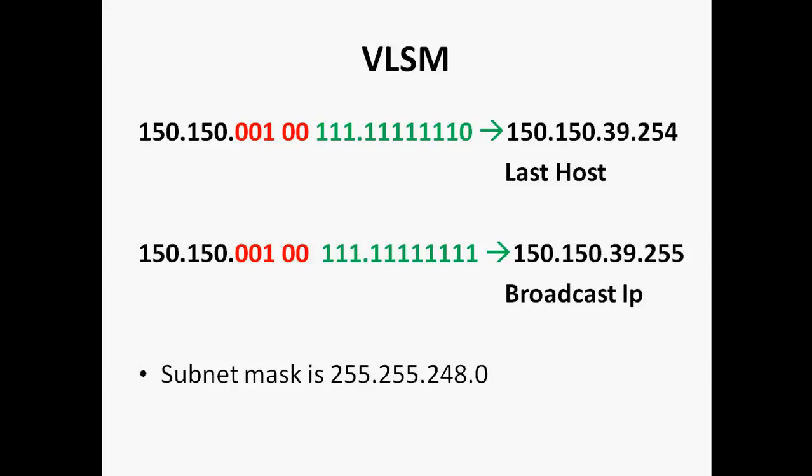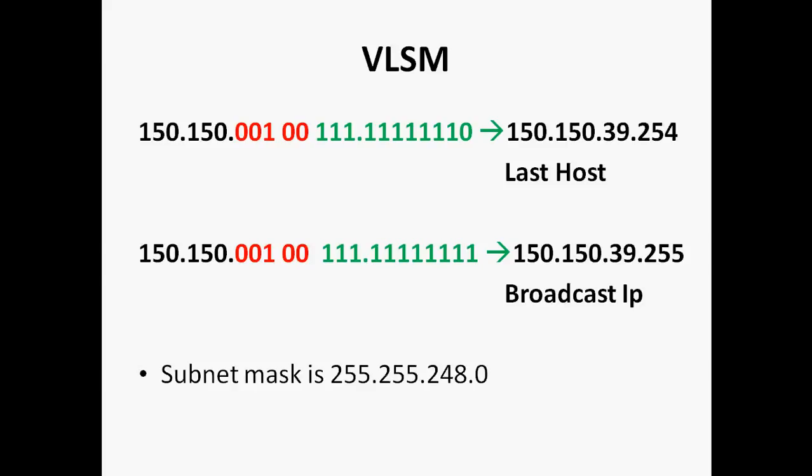Next, you can find out the broadcast IP, which means all the host bits should be 1. Then you can convert into decimal format and you will get the broadcast IP. So here 150.150.39.255 is the broadcast IP. So this is the network ID, first host, last host and broadcast IP for Office 2.